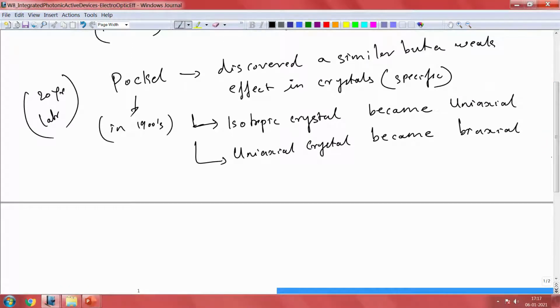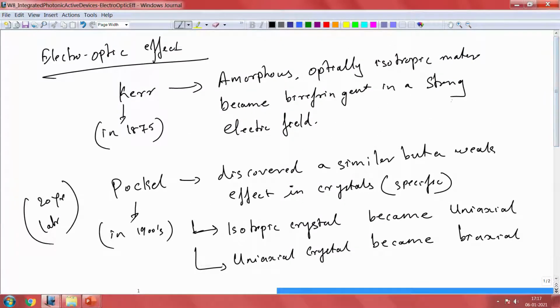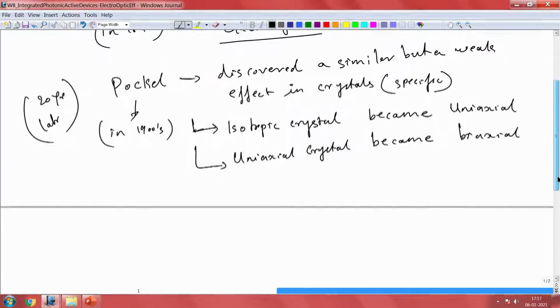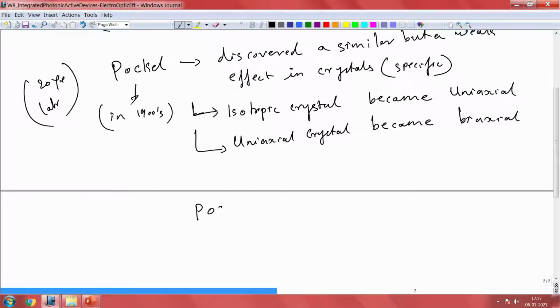And this Pockels effect, unlike Kerr, right. In the Kerr effect you need a very strong optical field, where it was a quadratic relation, but in this case the Pockels effect is linear. That is an interesting thing here. So the Pockels effect is linear to the electric field that you have.